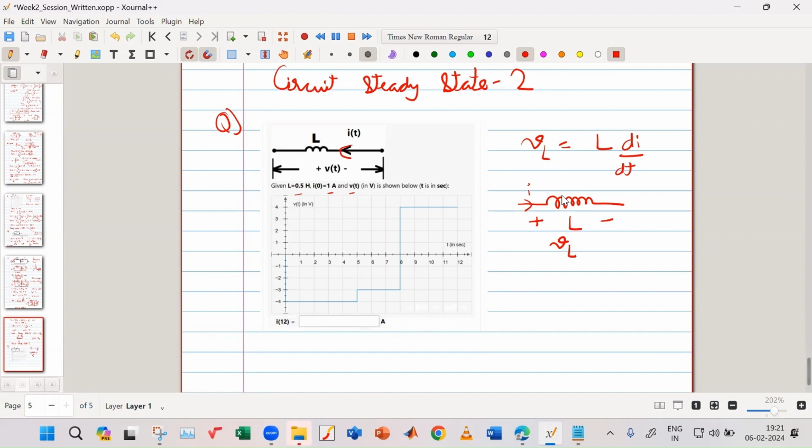Let us find out I of 12. So we have V equal to L into di by dt. When we integrate, we get the current I equal to 1 by L times the integral of V dt from 0 to t, plus I of 0.